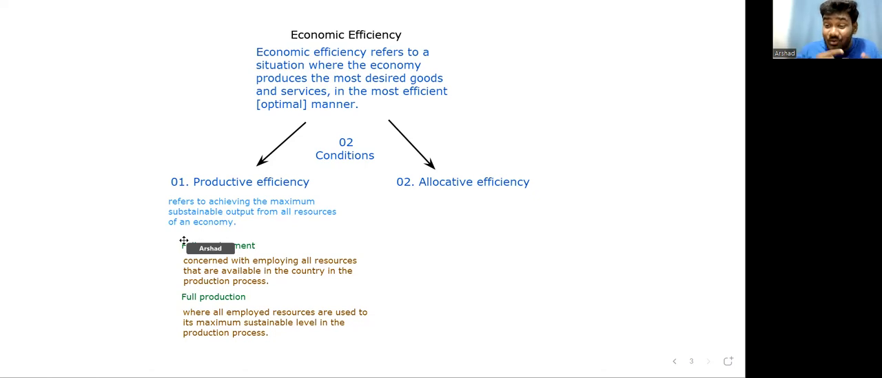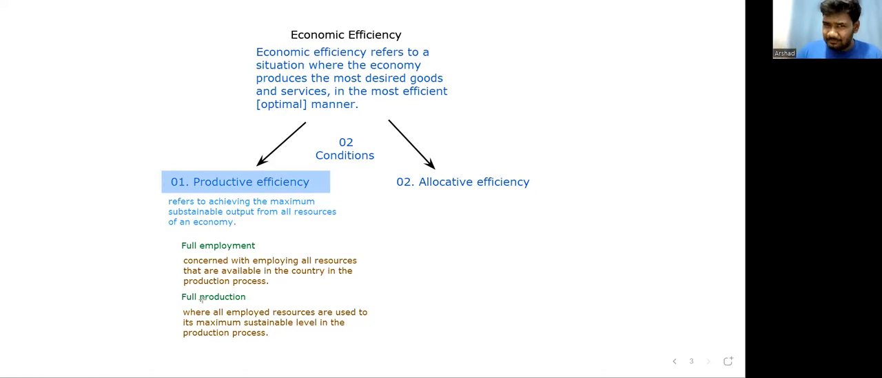So given that both of these conditions are met, right? If full employment and full production are met, we will then achieve what? We will then achieve productive efficiency. Is that clear, guys? Then you will be able to produce the maximum sustainable output from all the resources in your economy. Clear? So if you have full employment and full production, that condition is met.